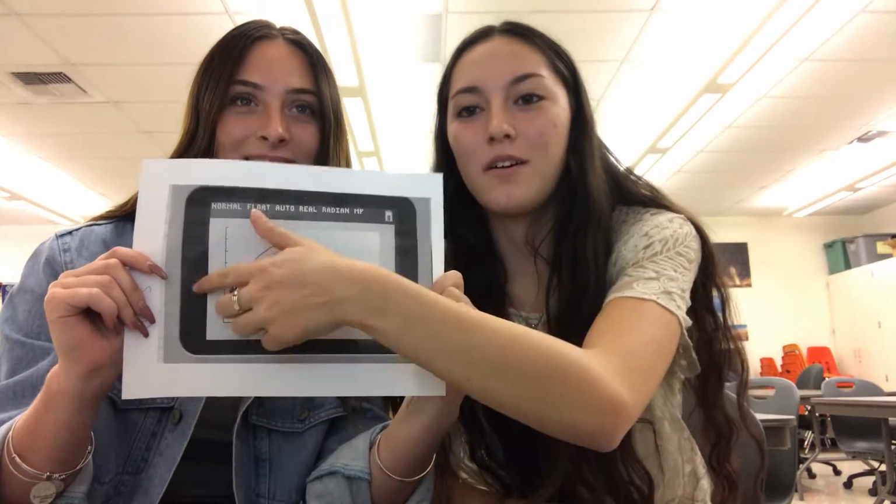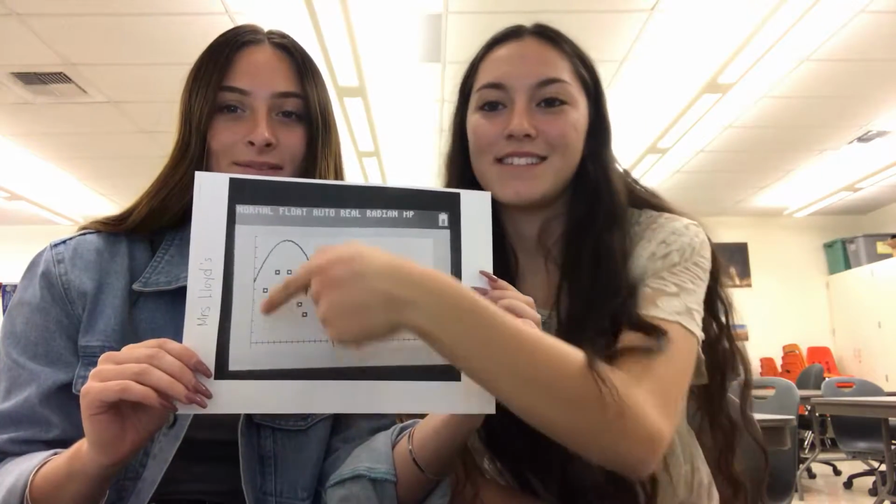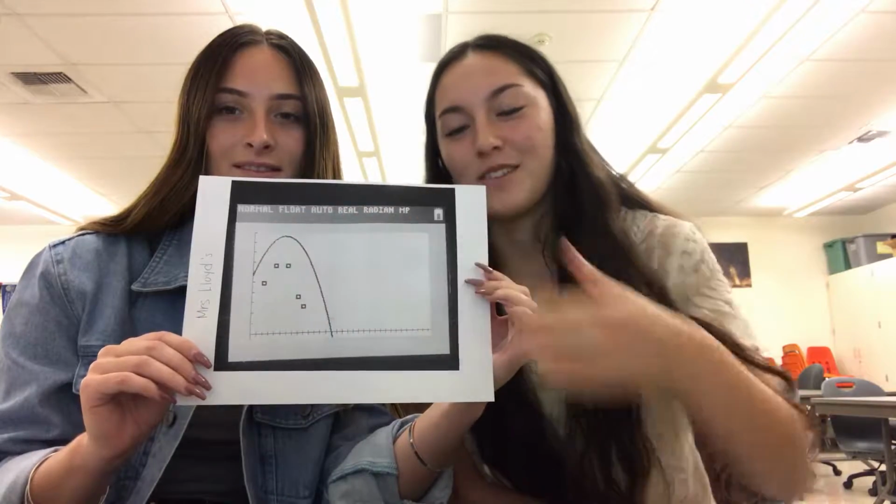Hi, I'm Michaela. I'm Julia. This is our graph. This is the height of the ball, and this is the distance it went out. This is Mrs. Lloyd's graph. This is the height of her ball, and this is how far out hers went.